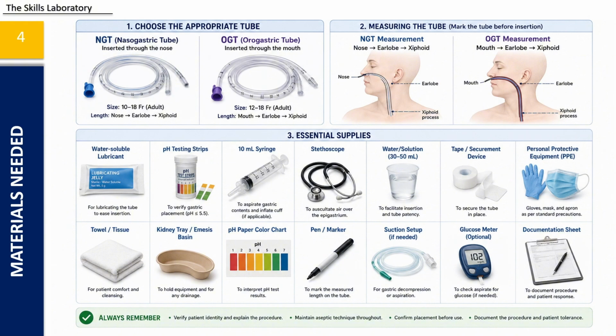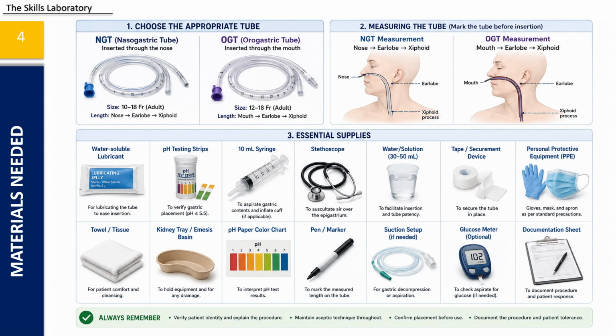Of course, you have to choose the appropriate tube for your patient. French 10 to 18 in adults, 12 to 18 in adults also for the NGT and OGT. Okay, you have to measure the tube. We will learn later in the procedure how to measure the length of the tube. Very important. Thirdly, you have your lubricating jelly and pH testing strips. These are important in the confirmation of the location of your tube.